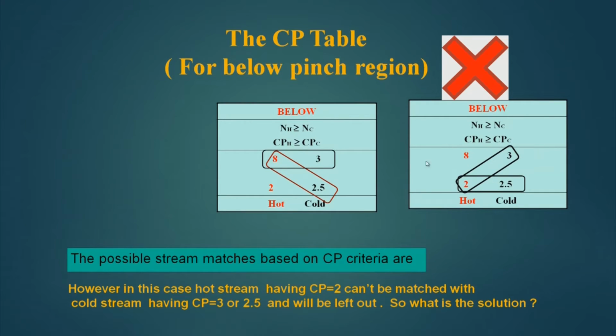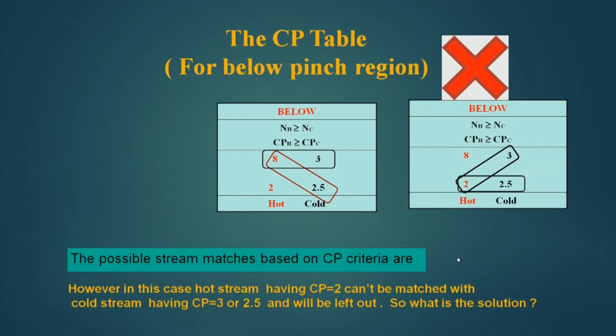Now, if I want to do the matching like this, 2 to 3 or 2 to 2.5, this is not permissible, because this violates the criteria CPH should be greater or equal to CPC. Here CPH, which is 2, is less than 3. So, this is violated. Here also 2 is less than 2.5. So, this condition is violated.